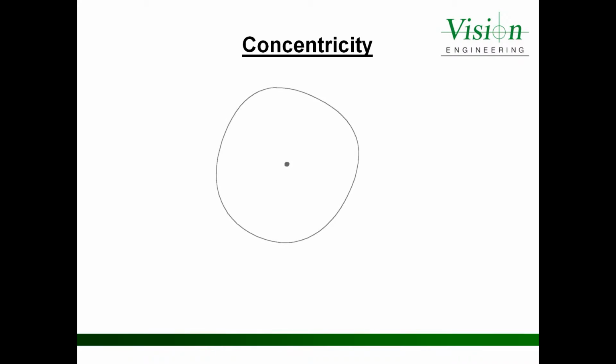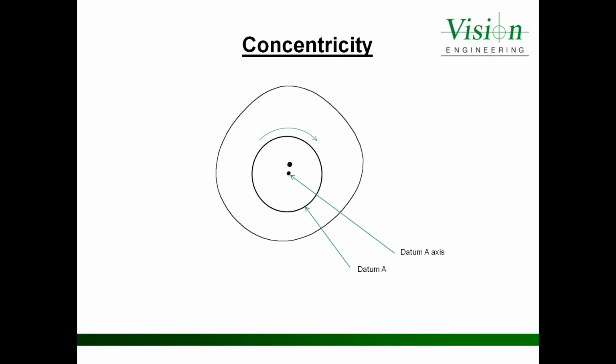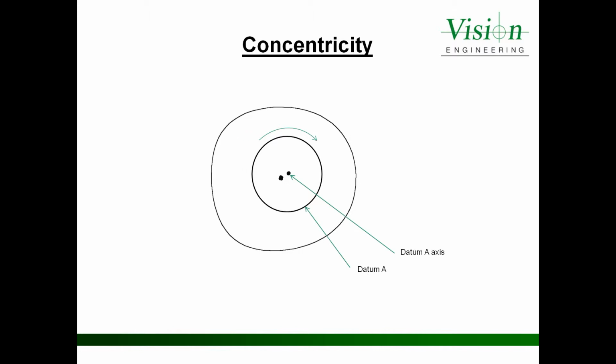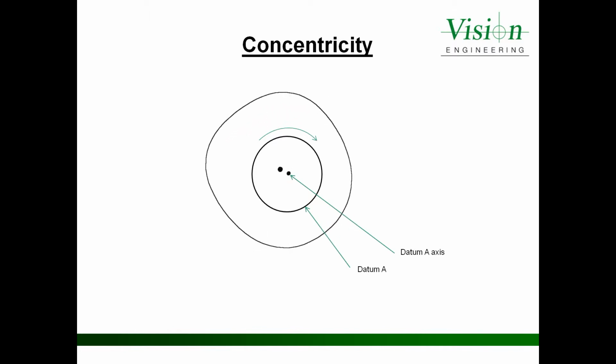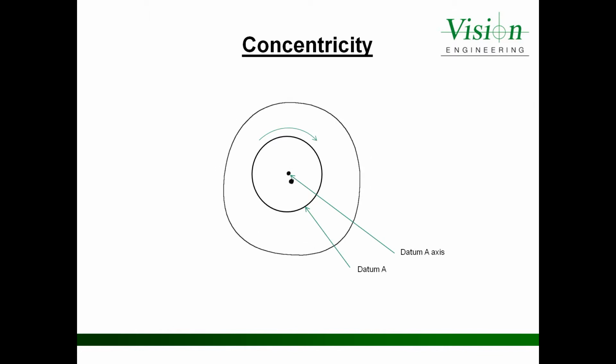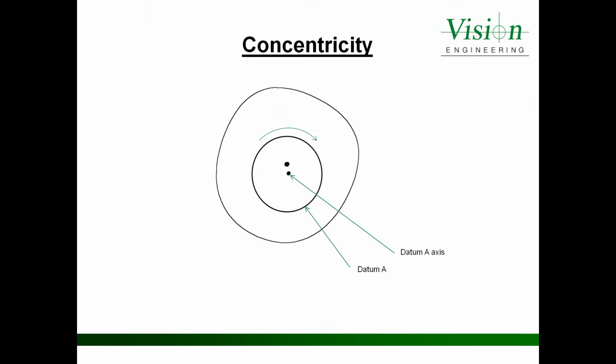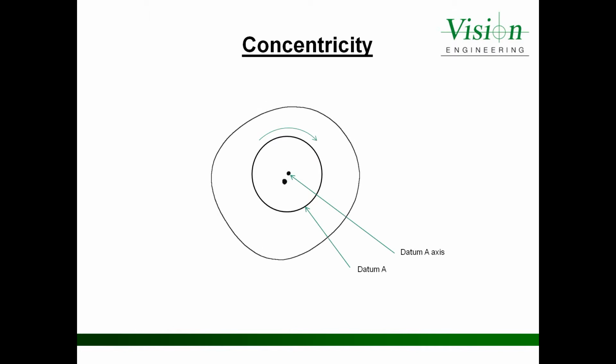We'll take our feature to be measured, and we'll measure our feature to datum A. We'll rotate the part about datum A's axis point. As we rotate the part around datum A's axis point, the center point of the feature that we're measuring rotates around that axis point, creating a diameter.